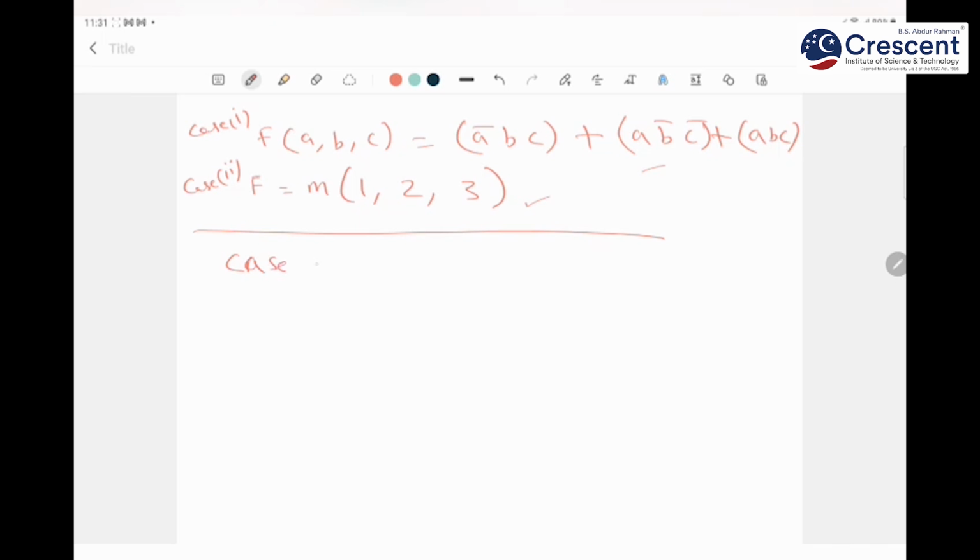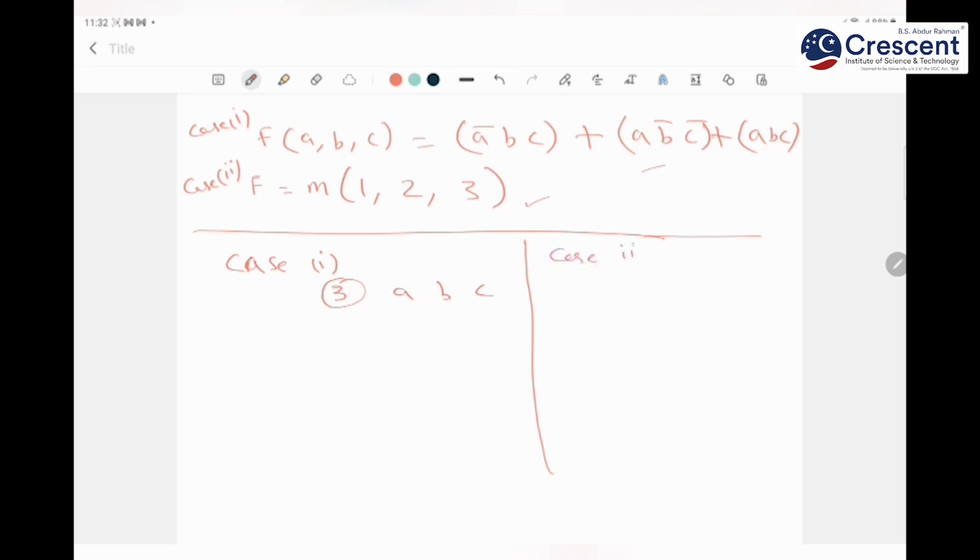So in case 1, what are the steps? First you have to find how many variables are needed to represent the expression. You have to identify how many variables are required to represent that function. In case 1, we know that it needs 3 variables, namely A, B and C. Similarly, what about case 2? How many variables are required?